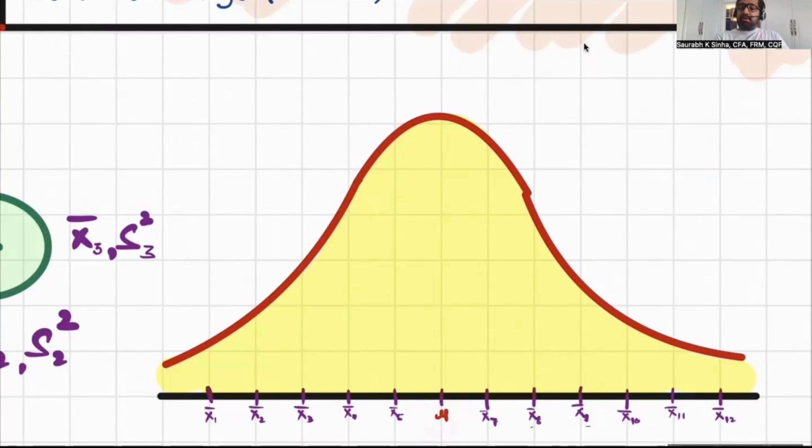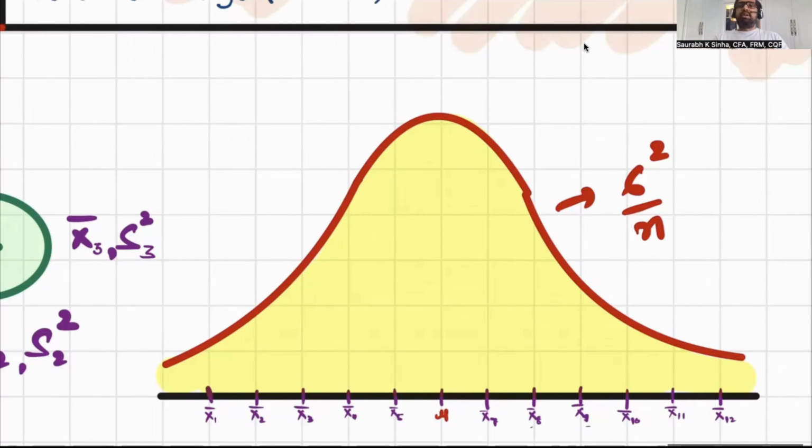Okay. But the variance is not going to be sigma square. The variance is going to be sigma square upon n. Now the question is not why the variance is sigma square upon n, or why the mean of the sample mean is going to be the population mean. The critical question is how this can be normally distributed.